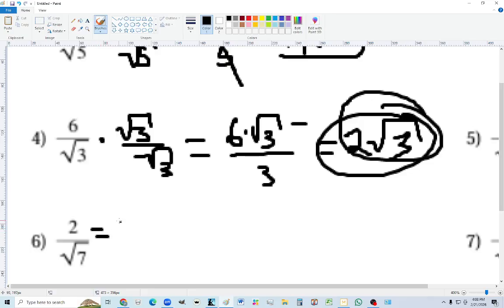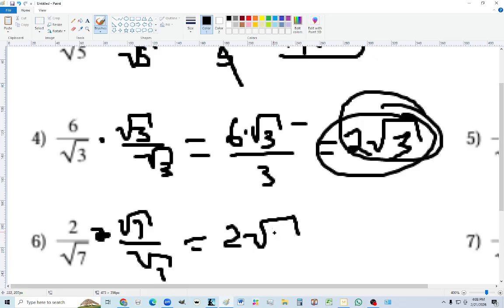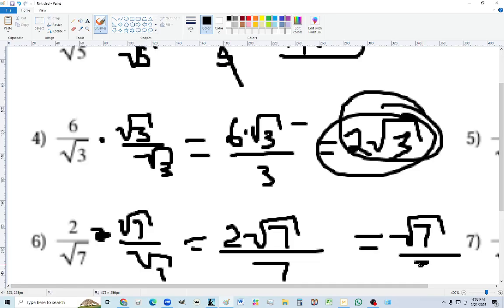Here's the same idea. You're going to multiply top and bottom by square root of 7. You get 2 square root of 7 up top and 7 down below. This one you would not simplify because the simplified format would be square root of 7 over 3.5. And generally speaking, we don't want decimals.